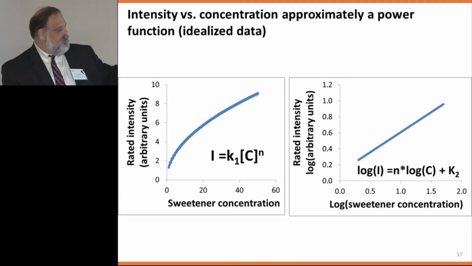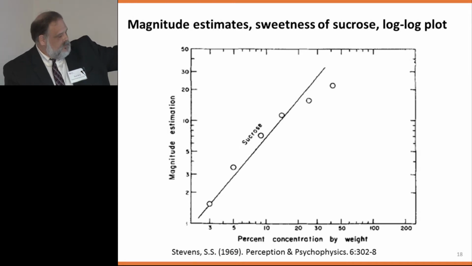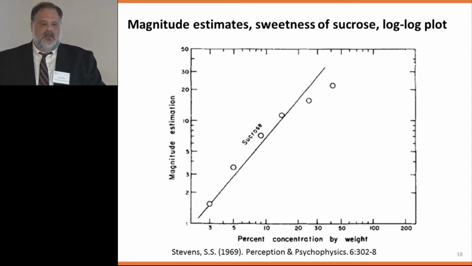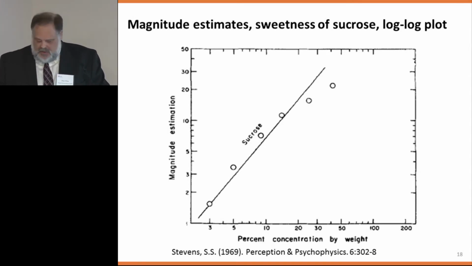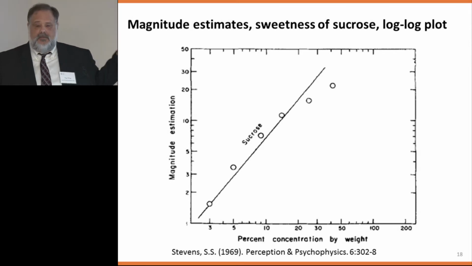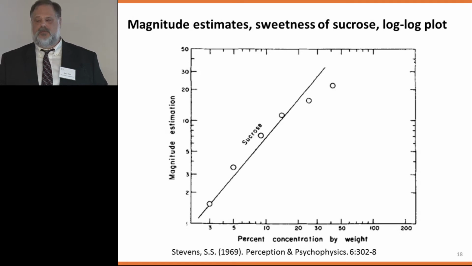Kind of a cool thing about this, just as ease of data handling, if you take the logarithm of concentration versus the logarithm of intensity, that becomes a straight line. That's just a property of power functions. So I'm going to use that to set up the actual sucrose intensity function that Stevens measured. You notice the deviation at the concavity. You'll see that not just with magnitude estimation, but for almost any task you can use over some range of concentrations.